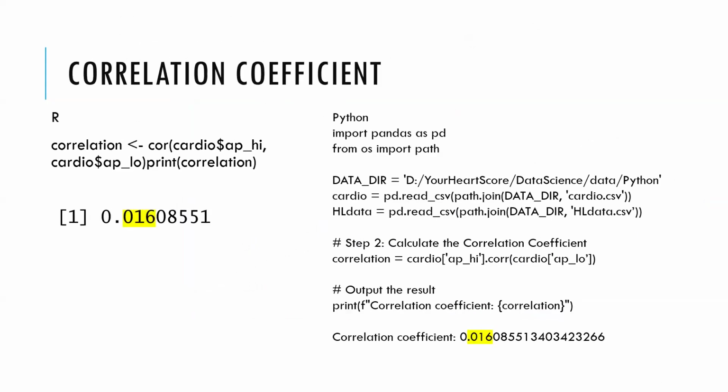It's easy to run a correlation in both R and Python. I put the code in here. I actually used the sample data set. So we're creating a correlation. Here I'm literally doing the correlation between the systolic and the diastolic. It's an easy one here. I put both the R and the Python output on the same screen, so you can see the correlation coefficient is 0.016.